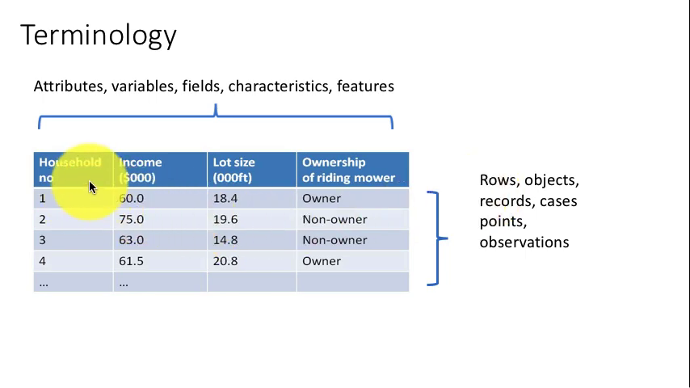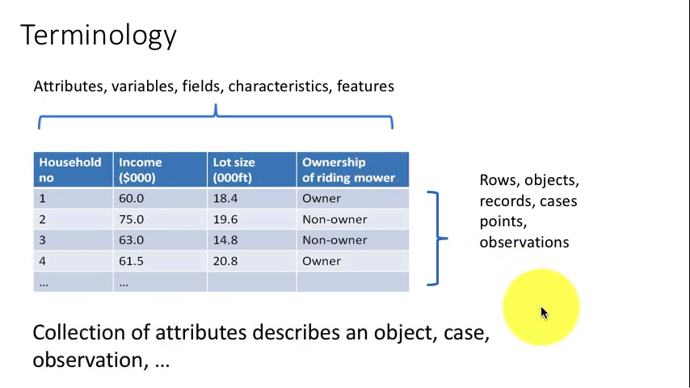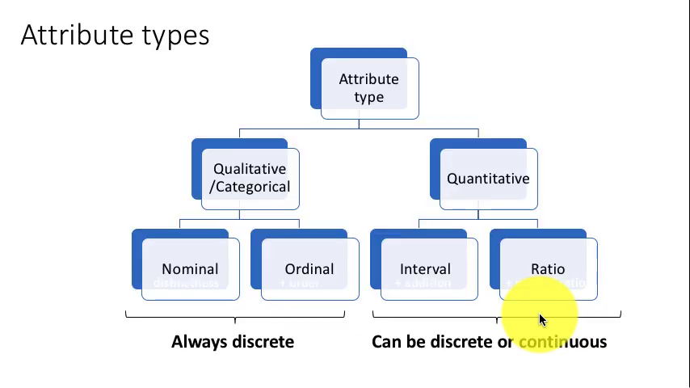Okay, now notice here we are talking about household number, etc. So each row here corresponds to one household. For example, the first household has an income of 60,000, has a lot size of 18,400 square feet, and that household happens to be an owner of whatever it is that we are talking about in this example. In this case, it's the ownership of a riding mower. Okay, so that's what a data set is, and this is the terminology we'll be using. And the collection of attributes, which is the columns, describes an individual row or a case.